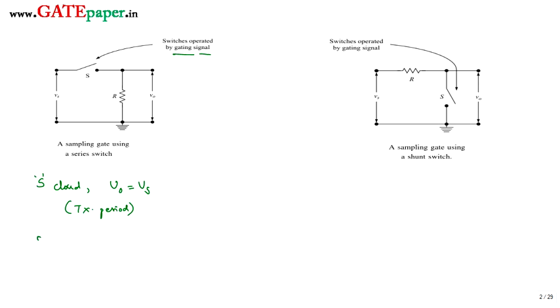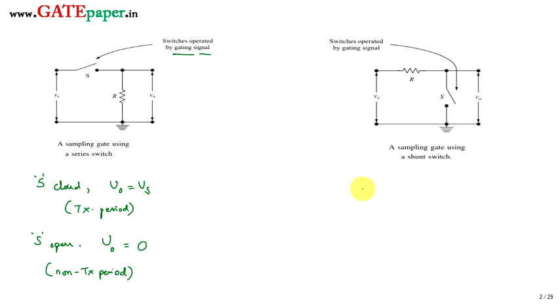Whereas when the switch is open, V0 is independent of input and no current flows through this resistor. That means V0 is equal to 0. So this is the non-transmission period. And you can also place the switch, which is controlled with a gating signal, in parallel with the output. When it is in parallel with the output, the operation is exactly opposite of the previous one.